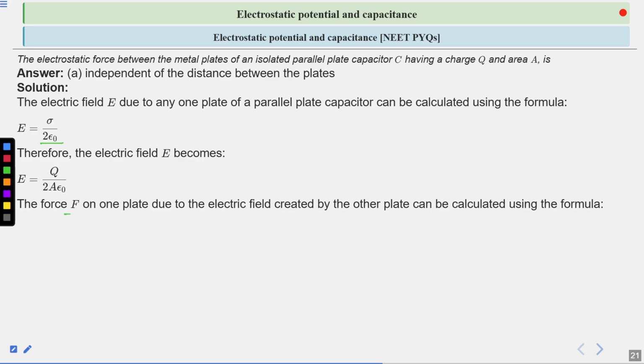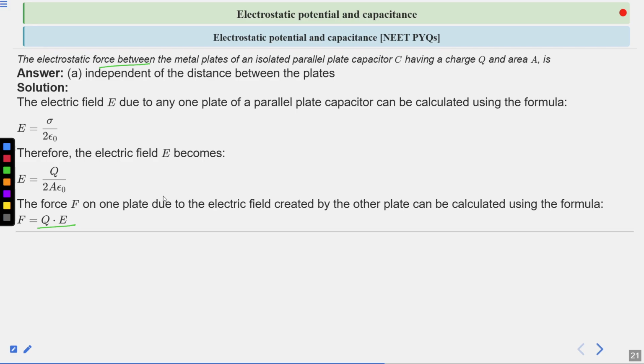Okay, so the force F on one plate due to the electric field created by the other plate can be calculated using the formula force equal to Q into E. So one plate is applying force on the second plate. That is the electrostatic force between the metal plates. We don't have to consider the opposite force also, that is, the other plate applying force on this plate.